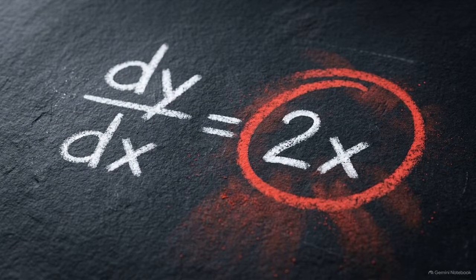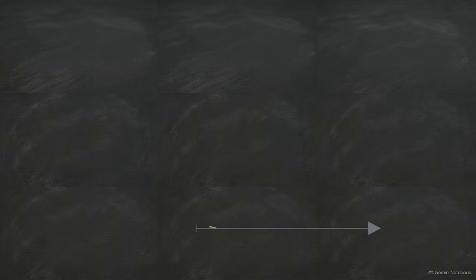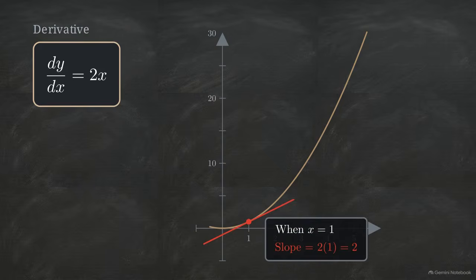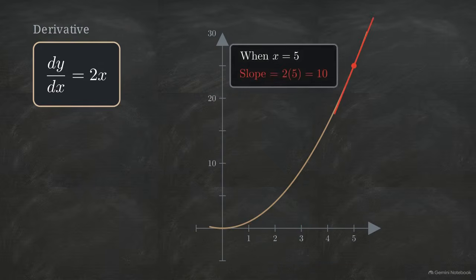You just performed differentiation from first principles. You proved, step by step, that the rate of change for x squared is exactly 2x. This graph of x squared shows why that formula is so powerful. It allows you to pinpoint the slope at any location on the curve instantly. At x equals 1, the slope is 2. At x equals 5, it steepens to 10.